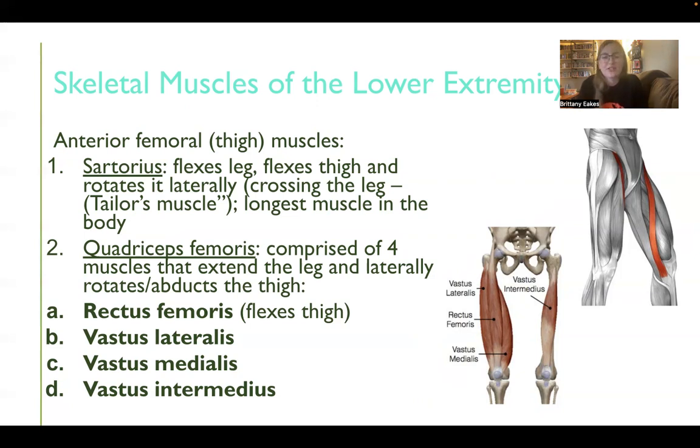Then we have the quadriceps femoris, which is comprised of 4 muscles that will extend the leg and laterally rotate and abduct the thigh. The four different divisions are the rectus femoris, the vastus lateralis, the vastus medialis, and the vastus intermedius. So vastus meaning wide, very large muscle. And this is the sartorius muscle right here.